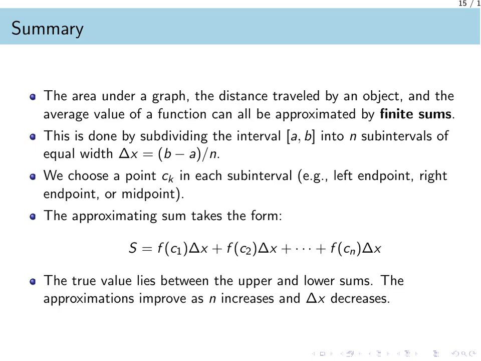The process involves subdividing an interval from a to b into n subintervals, each of width delta x. In each subinterval, we choose a point c-sub-k and evaluate the function there. The approximating sum is the sum of these values, f of c-sub k, each multiplied by the width delta x. We know the true value lies between the upper and lower sums, and all our approximations get better as we use more and more rectangles.